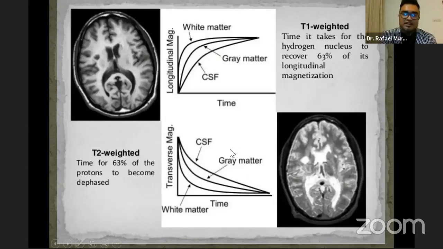Now we can see a T1 weighted image. The time it takes for the hydrogen nucleus to recover 63% of its longitudinal magnetization is called T1. In a T1 weighted image, the CSF or fluid contents seem black, or in radiological language, hypointense. But in a T2 weighted image, it is the time for 63% of the protons to become dephased, so the fluid contents become hyperintense. Next slide, please.